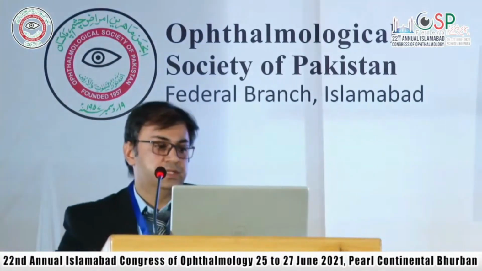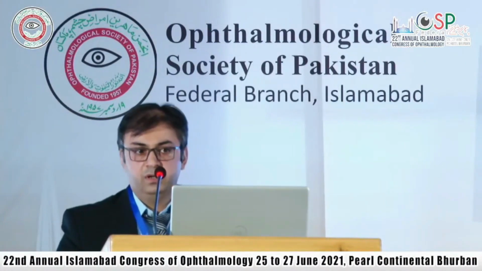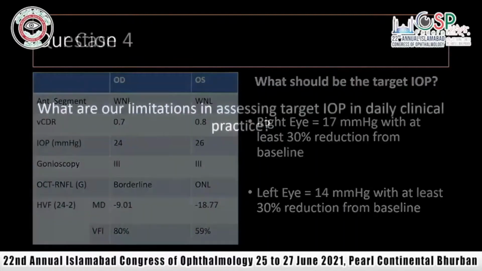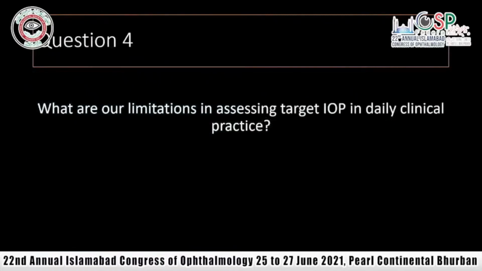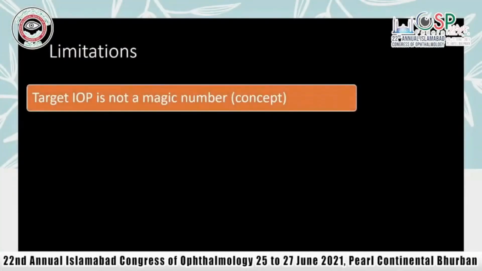Now coming to our case. We diagnose our case as primary open-angle glaucoma. Right is moderate and left is advanced. So this should be the target IOP for our patient. Now coming to the last question, what are our limitations in assessing target IOP? In daily life, there are a few. Number one, target IOP is not a magic number. It is a concept. We should all have this concept of target IOP.